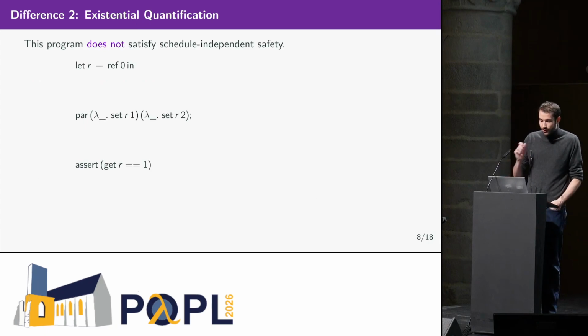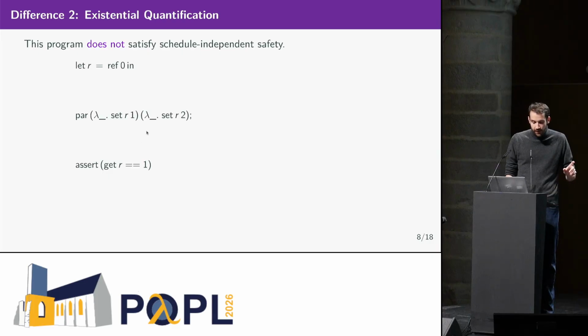Now, something a bit more tricky, the existential quantification. This is a small variant of the Dumas program that does not satisfy schedule-independent safety. We have a reference R, and then this program in parallel sets R to 1 or to 2, and then asserts that the content of R is equal to 1. Of course this program might fail because it may observe the scheduling, that is, if the left task executes before the right task, then R will be equal to 2 and the assert will fail.